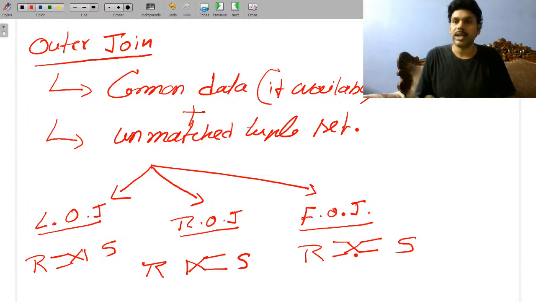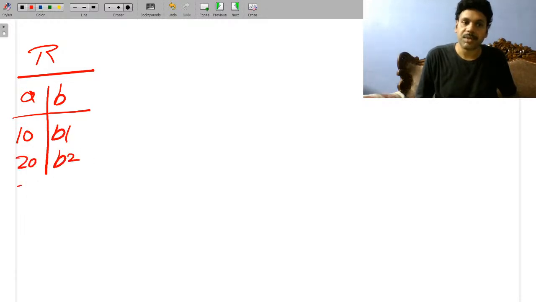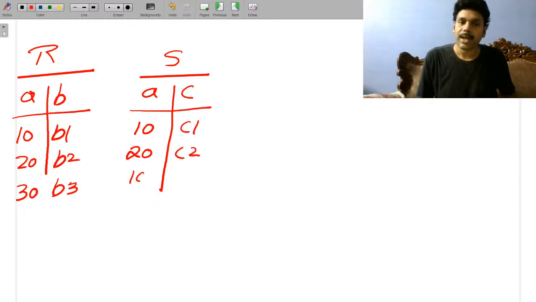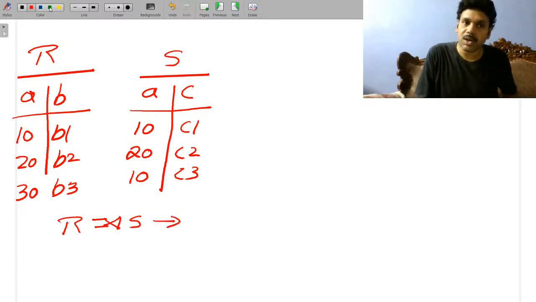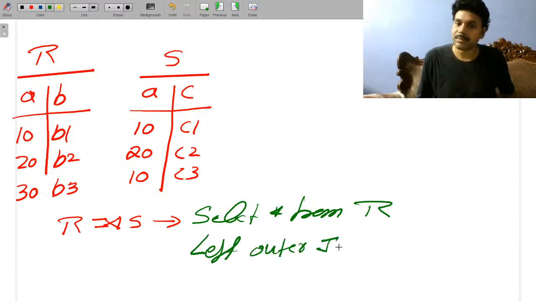So let me write data now. I say that there is an R which consists of A, B: 10 B1, 20 B2, 30 B3. I have S, with A and C: 10 C1, 20 C2 and 10 C3. If I am asking for R left outer join S, you can write this in a symbolic way, that is SELECT * FROM R LEFT OUTER JOIN S. This is the keyword you have to use.